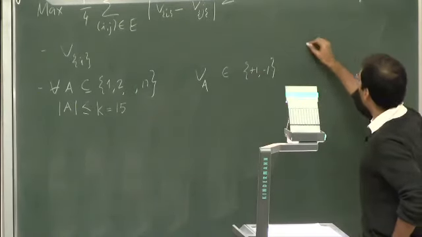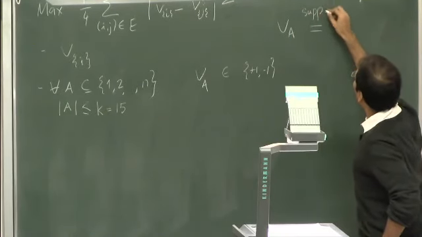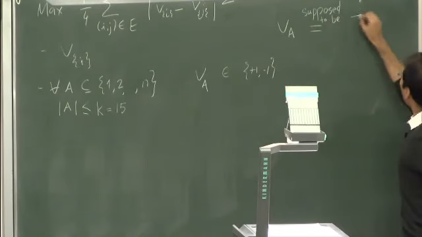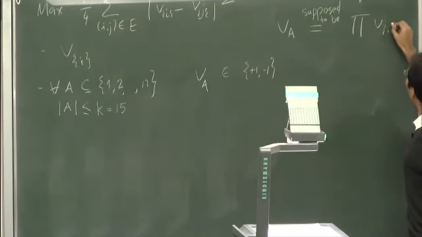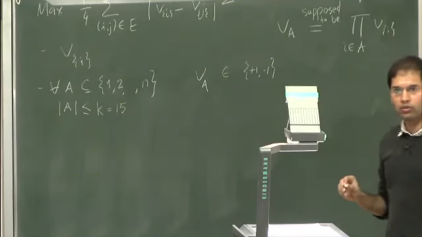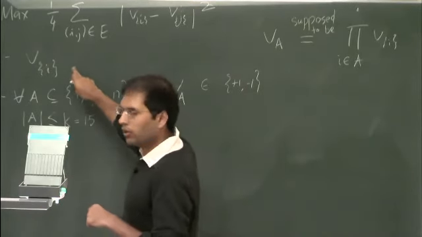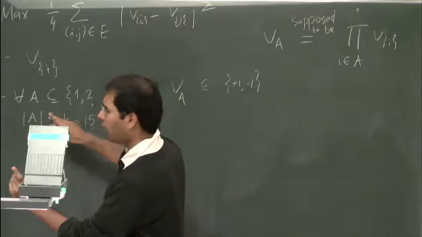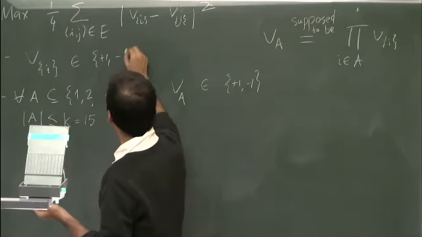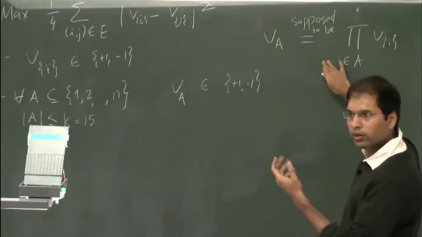And what is the intention of this variable? This variable is supposed to be the product of the variables v_i, i in A. So this makes sense? Right, so the v_i's are the original variables, and these are plus or minus 1. So for any subset, you can take the product of the signs over that set, and these are the new variables.